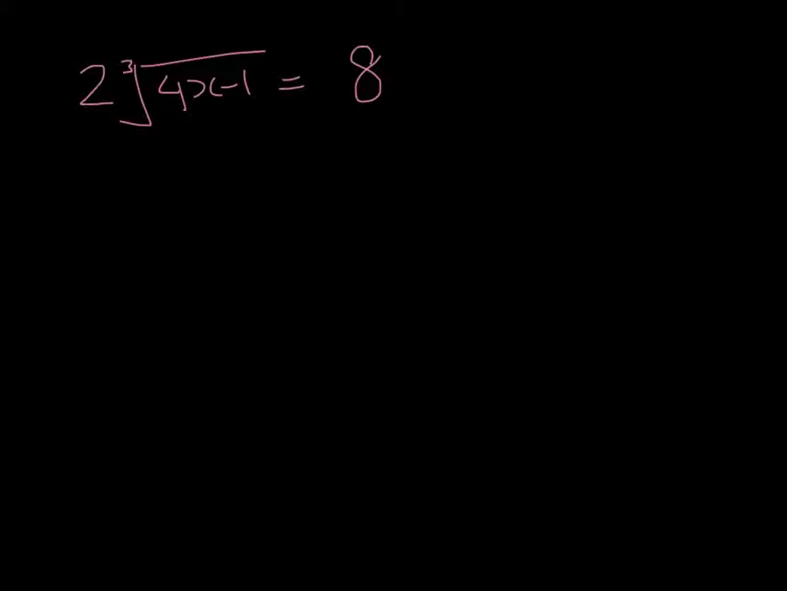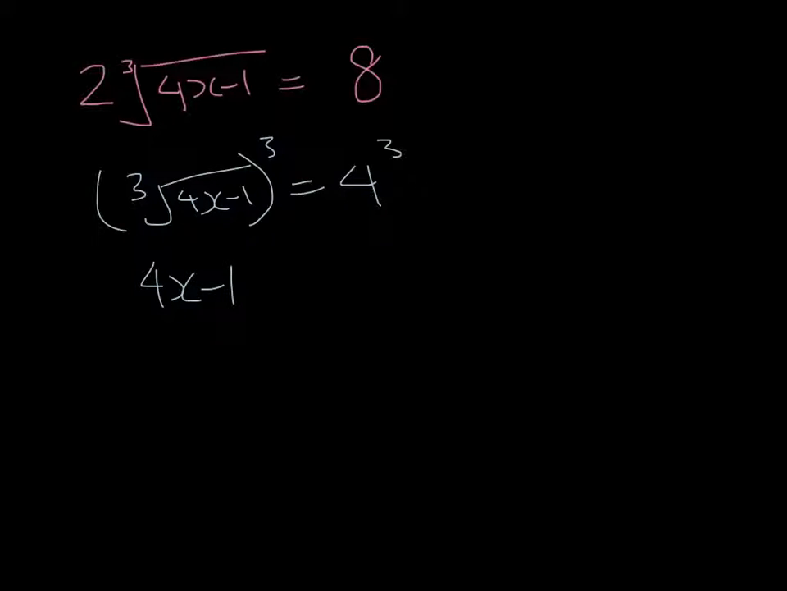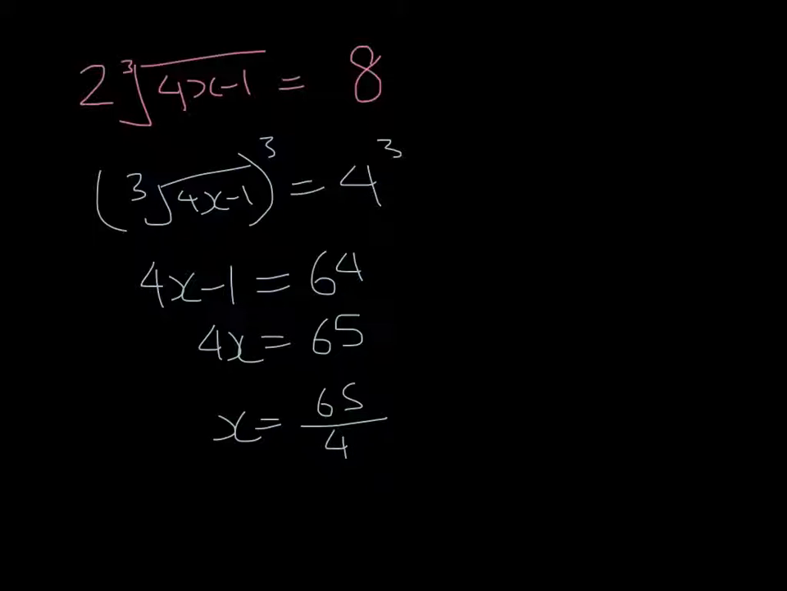This one is an equation with a cube root. So we can begin by dividing by 2. And now, instead of squaring both sides, we'll raise both sides to the power of 3. And that way we can get rid of the cube root, and we're left with 4x minus 1 equals 64. 4x equals 65. x equals 65 over 4.